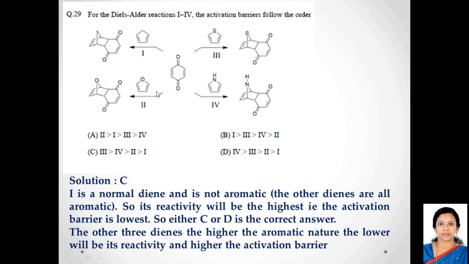It is less stable, and so it can easily react, and it will show less activation barrier. So 2 will show a lower activation barrier than 4, which will show a lower activation barrier than 3, because thiophene is the most stable of all these 4. Thiophene is the most stable, most aromatic, and therefore it will show less tendency to react, and a higher activation barrier. So option C here is the correct answer.